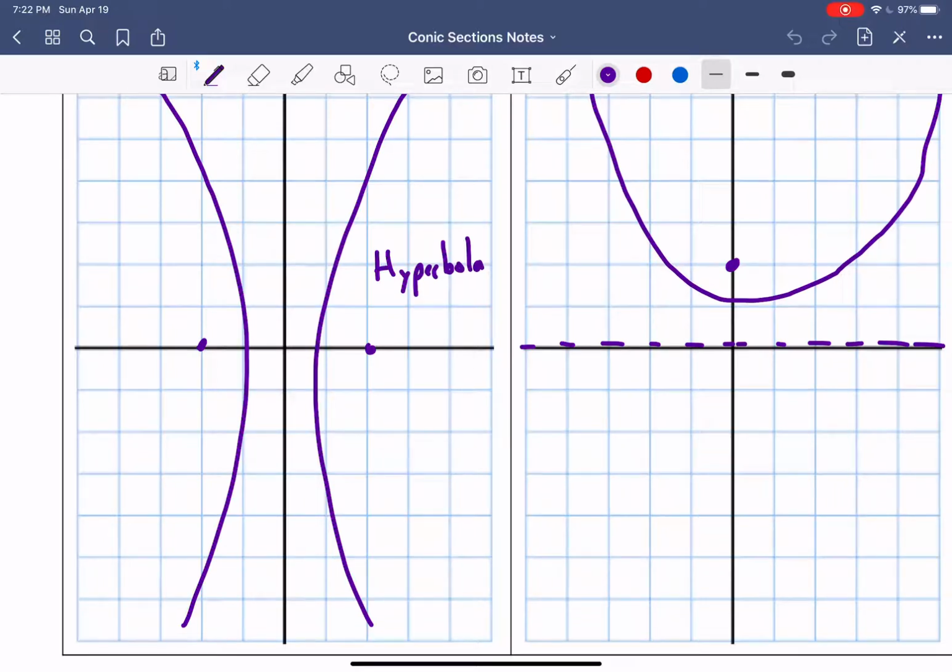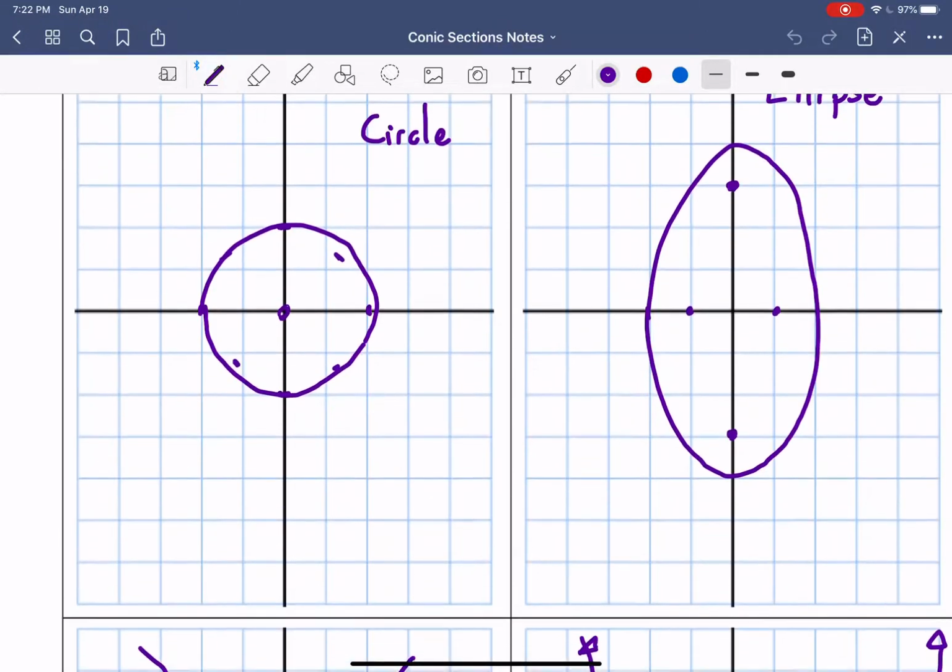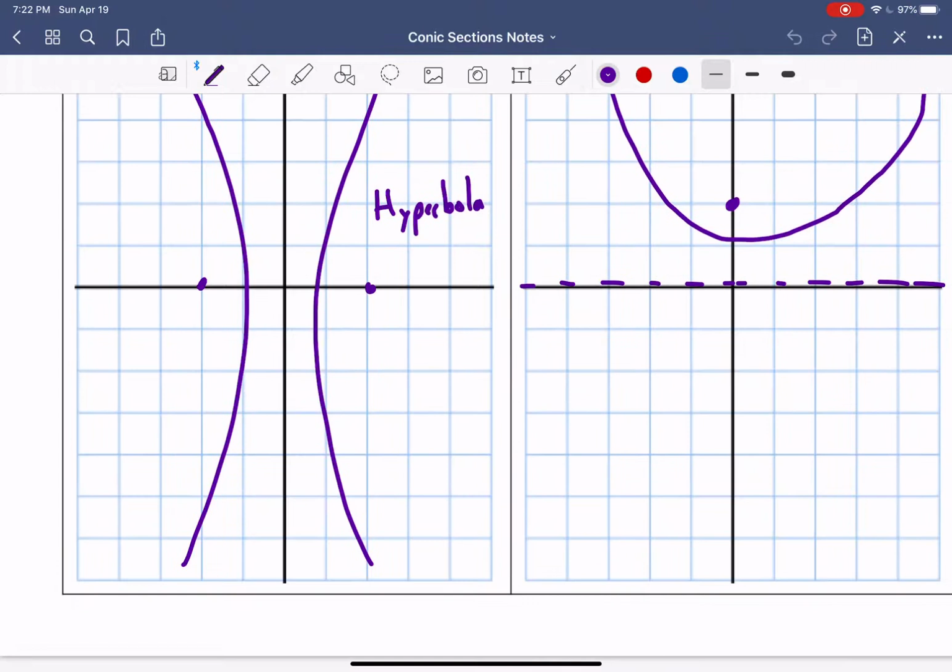All right, welcome to week 12. We're going to go over the third shape in our conic sections, which is hyperbolas. Hyperbolas are probably the funkiest ones, right? We have circle, ellipse, hyperbola, and then we're going to end with parabola. Hyperbola is going to be the weirdest.